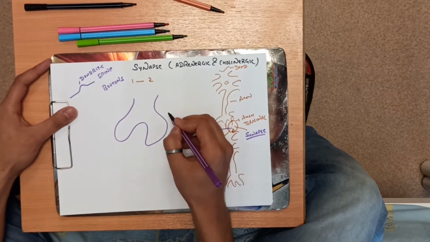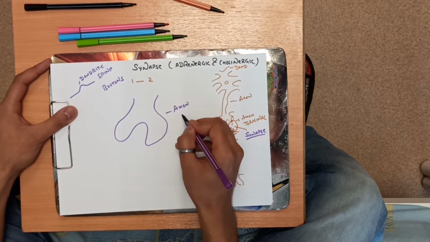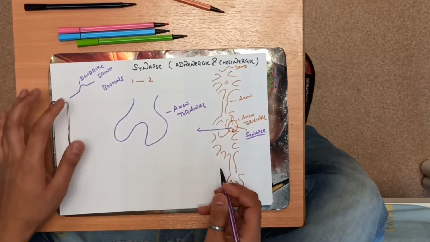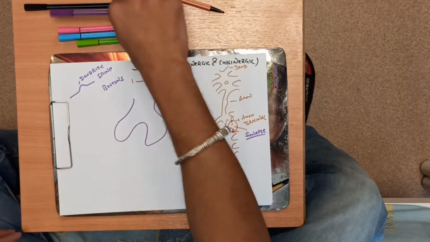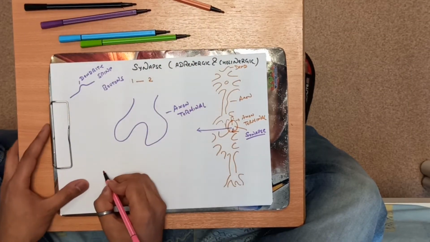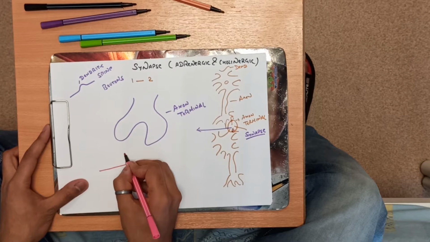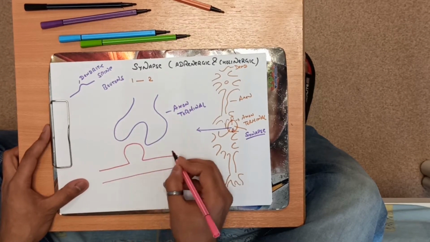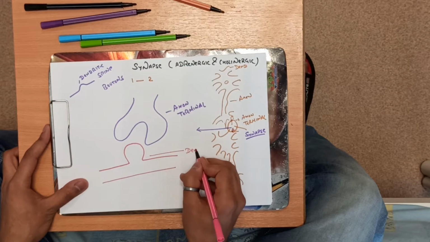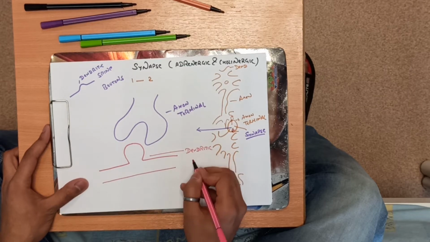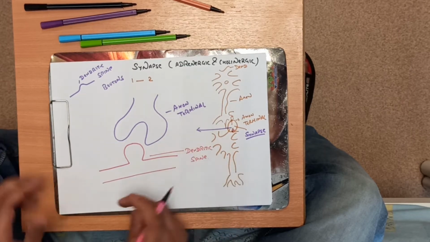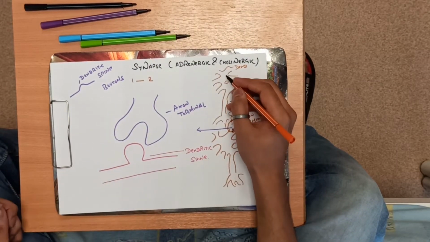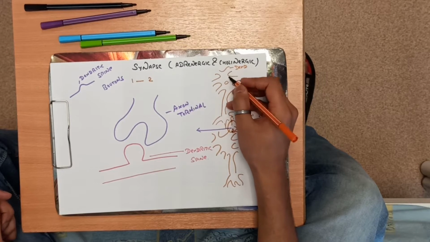This is the axon terminal, and here I will be making the dendritic spine of another neuron. So this, you can say, is the dendritic spine of another neuron. Dendritic spine.